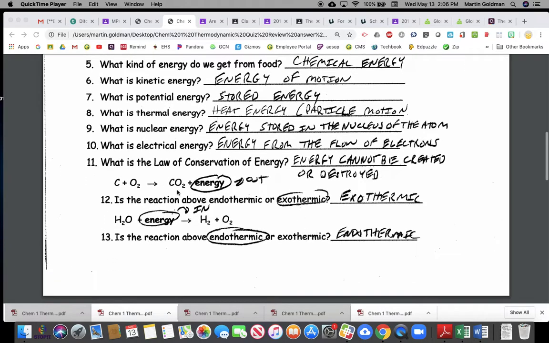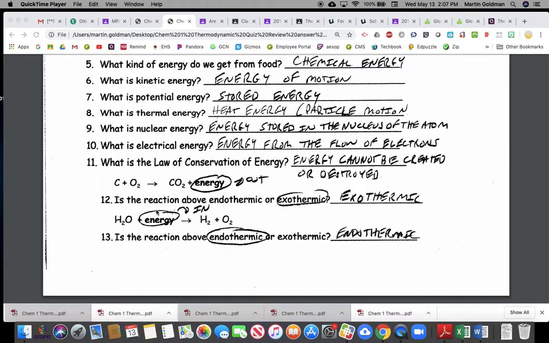That's easy. Here are our reactions. Let's take a look at it. We have carbon plus oxygen makes CO2 and energy. Notice where the energy is, or heat, or kilojoules, or whatever it is. It's on this side. It's a product. It's coming out of the reaction. Because it's coming out of the reaction, it is exothermic. Energy out, exo. Okay, and this is barbecuing.